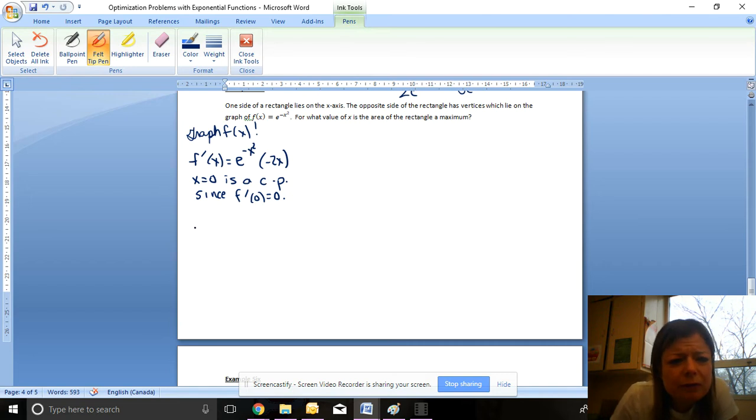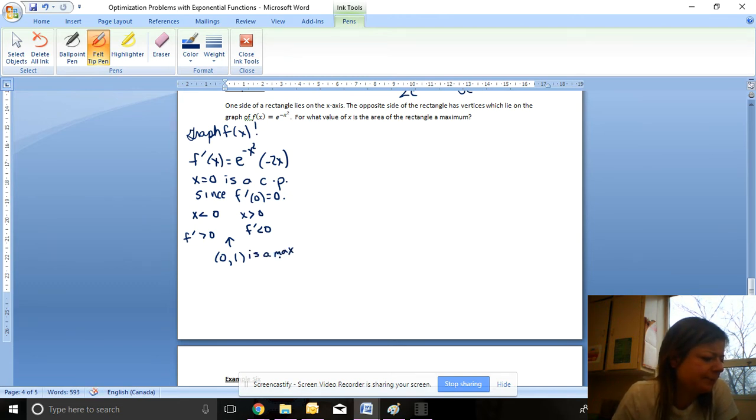So if you have x is less than 0, okay, you get that the derivative is, what is it? It's positive. Yes, you get a positive derivative. And if x is greater than 0, then you get a negative derivative. So we have 0, comma, okay, if you put it into the function, you get 1, e to the 0 is 1. So therefore 0, 1 is a max.